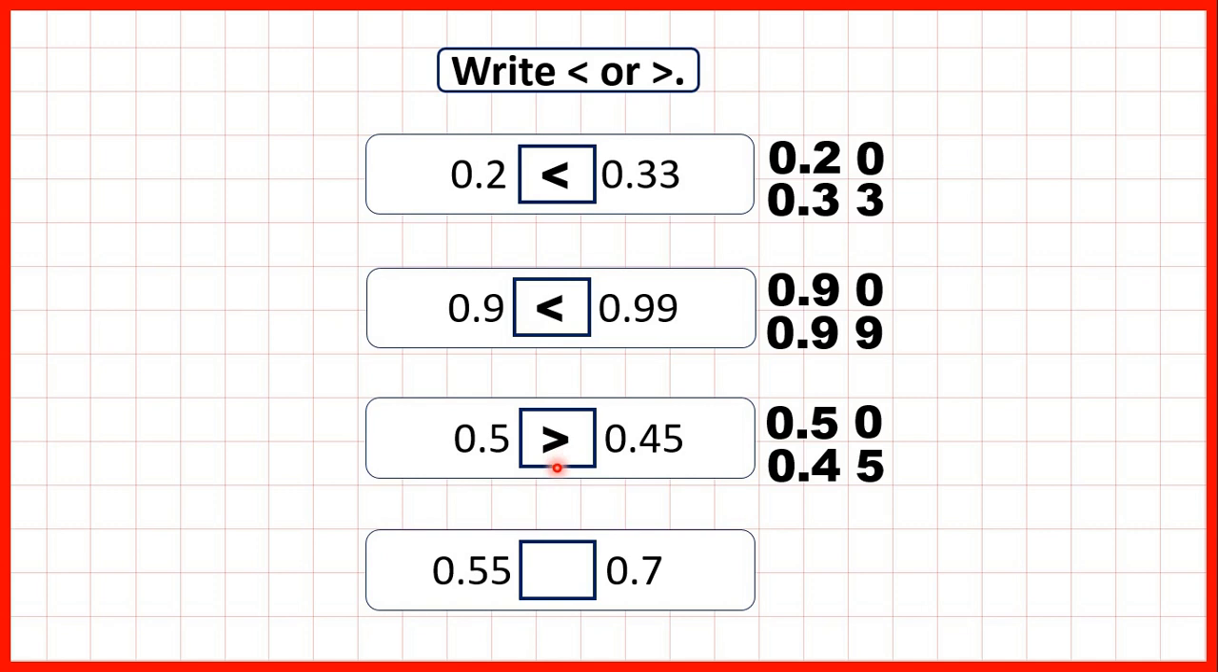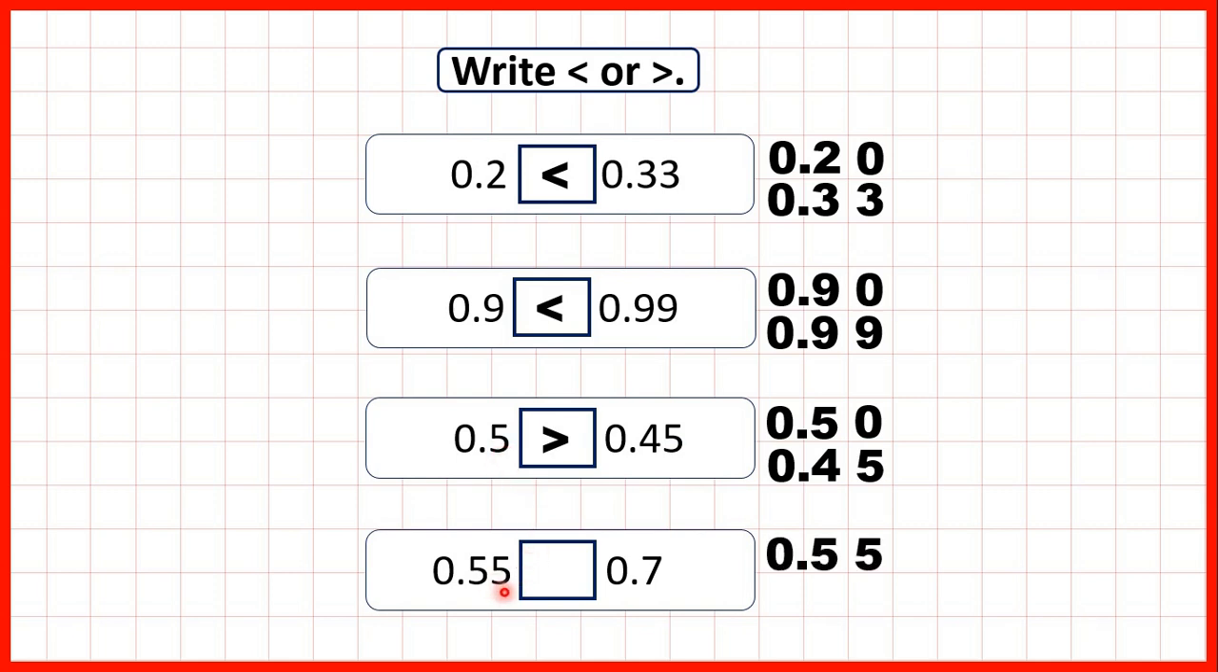And it's easy to get confused on this question, because with 0.45, we have 2 digits after the decimal point. But remember, the first digit always tells us how many tenths we have, and tenths are 10 times larger than hundredths. So it doesn't matter that this number has 5 hundredths, because 0.5 has an extra tenth.